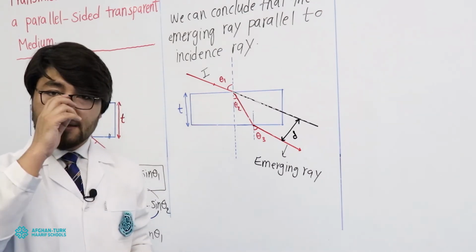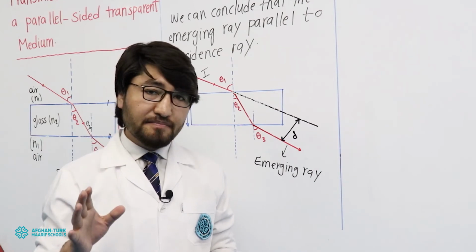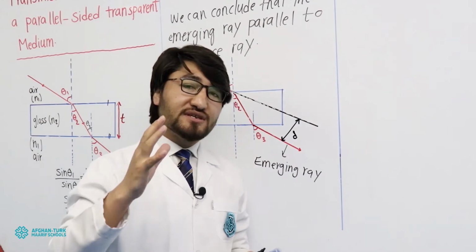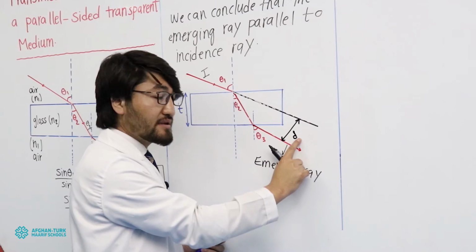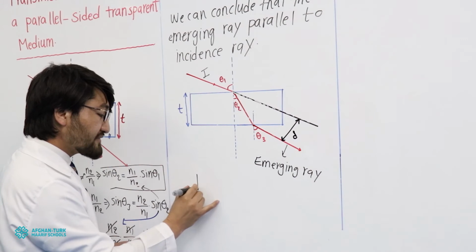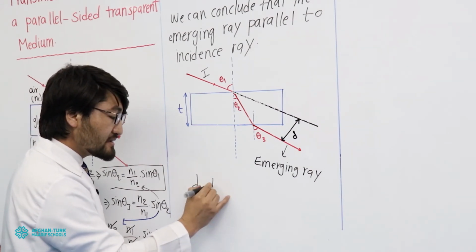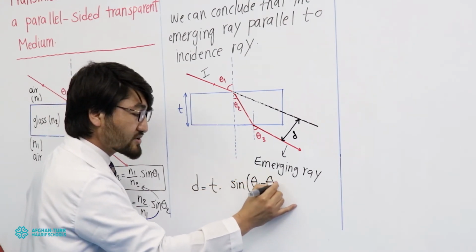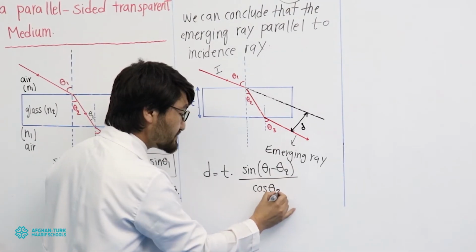When the light passes through the transparent medium, the light changes its direction, and we have the amount of shift. This amount of shift can be concluded. D is equal to T times sine of theta 1 minus theta 2 over cosine theta 2.